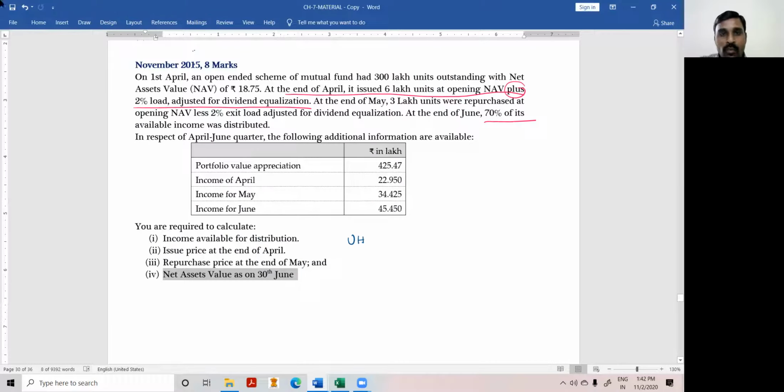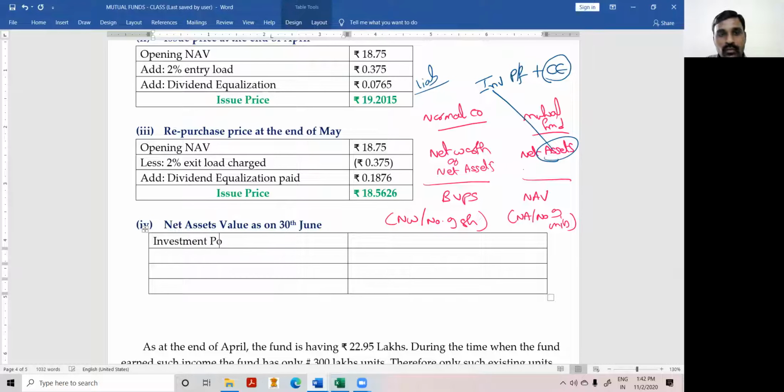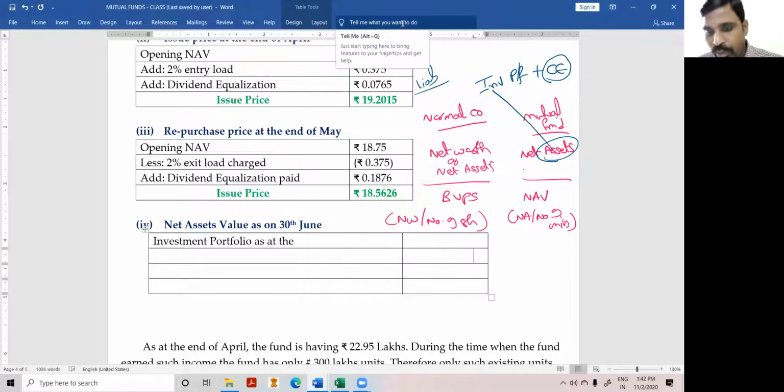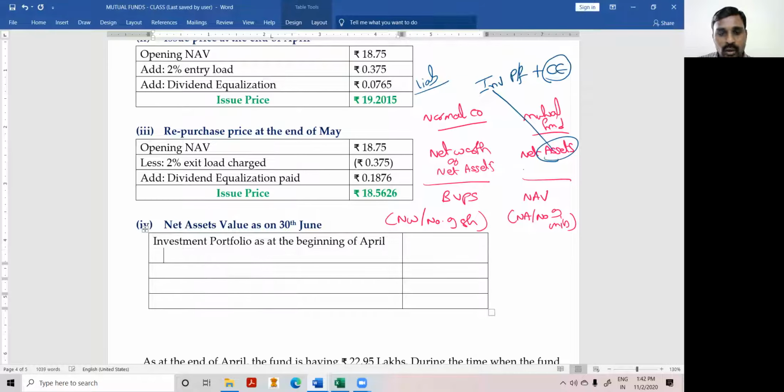Look at this point. Portfolio investment. What is the original investment portfolio? Investment portfolio as at the beginning of April. What is the opening cash? In my balance sheet format, I have given the comparison of balance sheet format for the mutual fund and other companies. Go through the earlier problems. Now I'm directly solving this. So, investment portfolio as at the beginning of April. Look at this. How much is the investment portfolio?